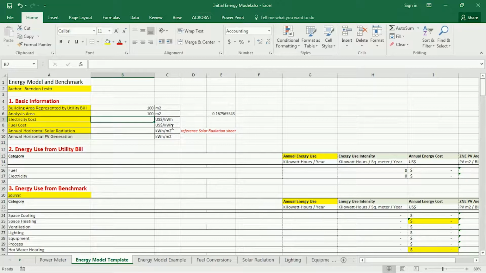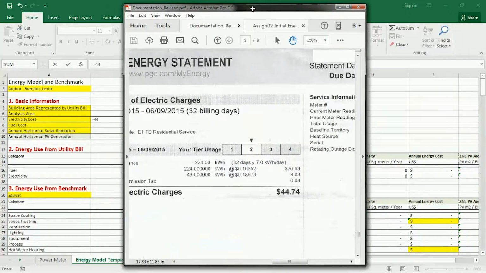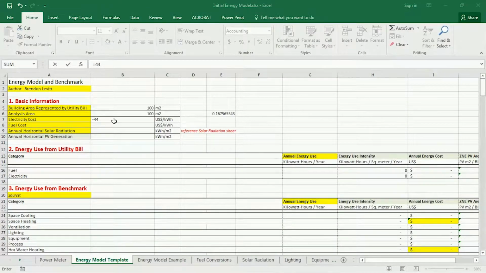So again, to make a formula, press equals, and then I'm going to divide, let me try to be more exact here, 44.74 divided by 267 kilowatt hours, which gives me 17 cents per kilowatt hour. Now keep in mind, if you're working in another currency, please convert to US dollars so that we can compare across the whole class.